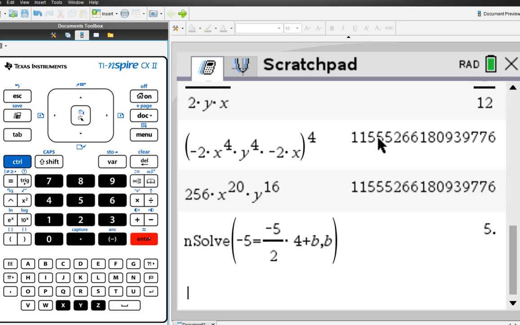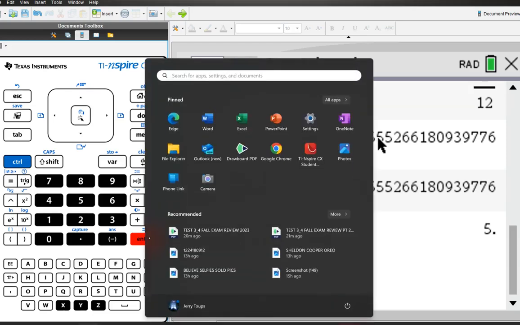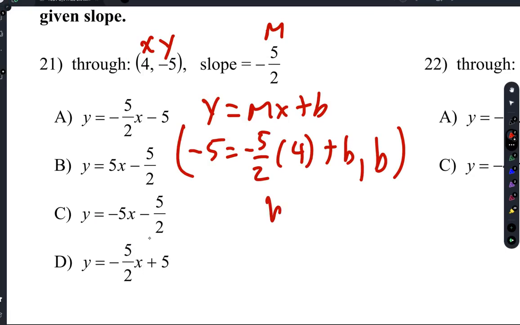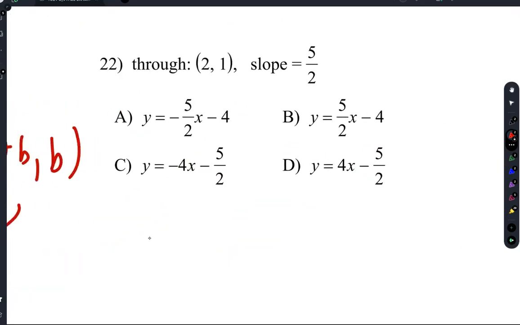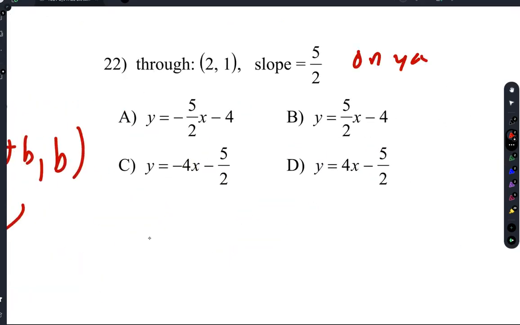So I need a plus 5 at the end. Look at choice D. Okay, so my b is going to be 5, which matches up to D. So negative 5 over 2 x plus 5 will be the right answer. Make sure you can do this on your own.